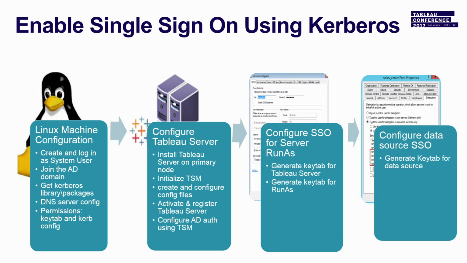Then go ahead and configure Tableau server. First, you'll need to install the Tableau server, initialize and configure your Tableau server files, register your Tableau server, and configure your Tableau server to work with AD Auth. Then go configure SSO for the server RunAs. You need to generate 2 key tabs. One key tab you'll need to generate for the Tableau server, and one key tab for the RunAs user. And the fourth step, you go and configure your data source SSO. That means generate a key tab for your data source.